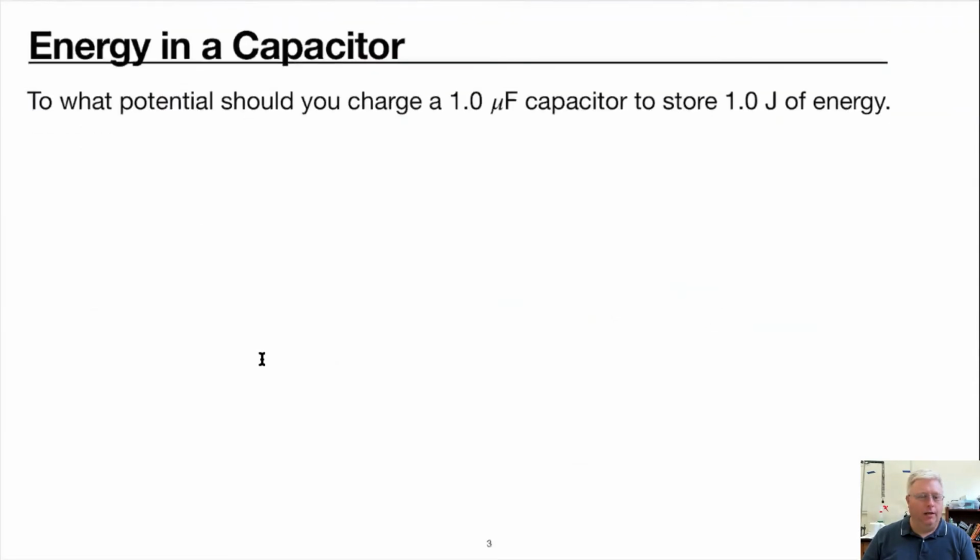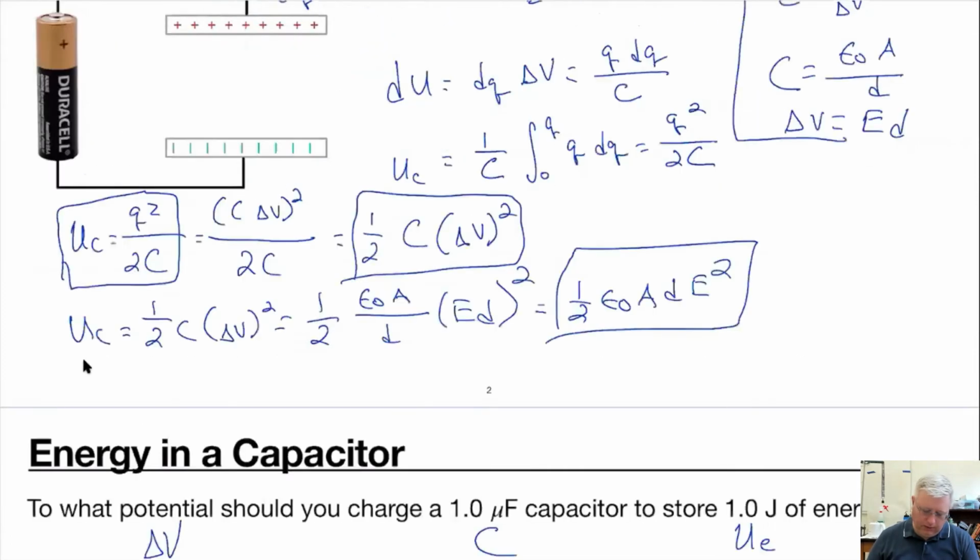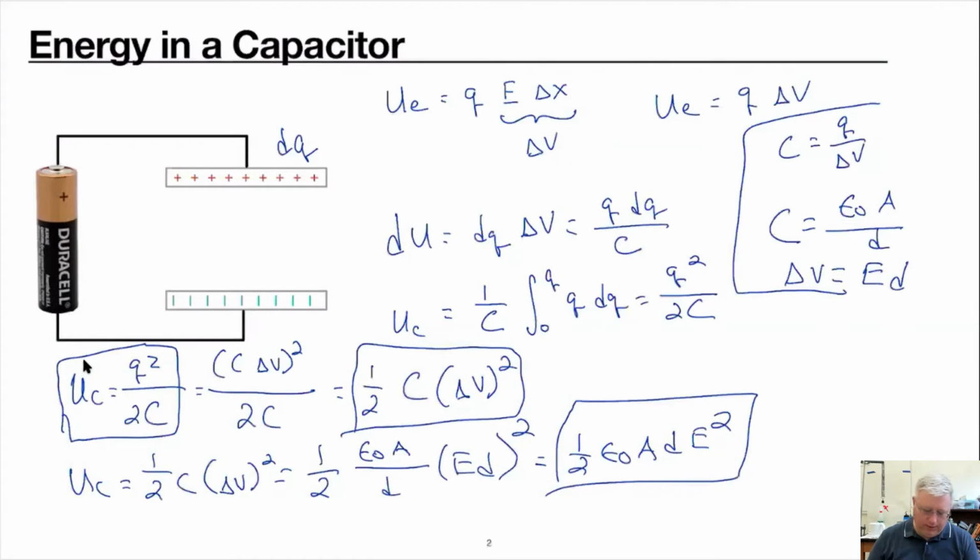Okay, so let's try an example of this then. To what potential should you charge a 1 microfarad capacitor to store 1 joule of energy? Okay, so what do we have here? Potential is V. The 1.0 microfarad capacitor is C. And 1 joule of energy, that's our electric potential energy. So if we're looking for V, we want to know the potential difference, and we know the energy and the capacitance. Which one of these relationships will help us?